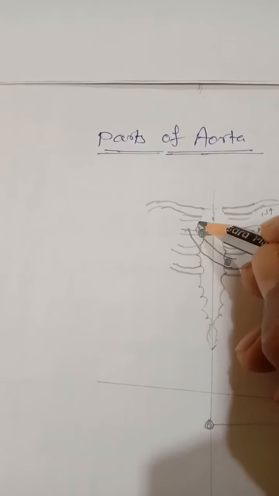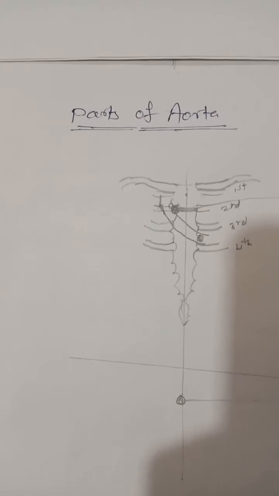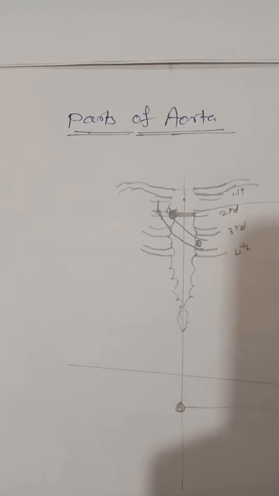So this is the first part of the aorta. Okay. Then second, that is the arch of the aorta.